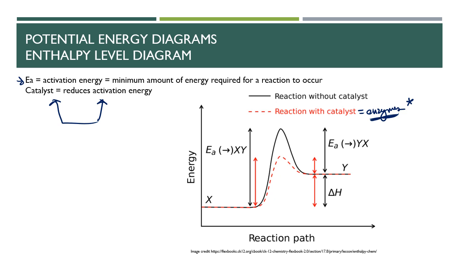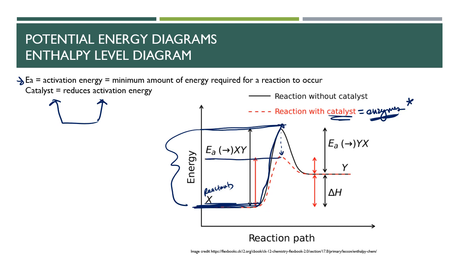So reaction with a catalyst, reaction without a catalyst, my potential energy diagram. These are my reactants. This is the energy stored in the reactants. The activation energy without a catalyst is so tall, all the way up to here. So this amount of energy is required to break all the bonds of the reactants to get the reaction to happen. If I add a catalyst, notice that my activation energy is reduced. I need only this much energy to break all those bonds in the reactants to get the reaction to proceed.